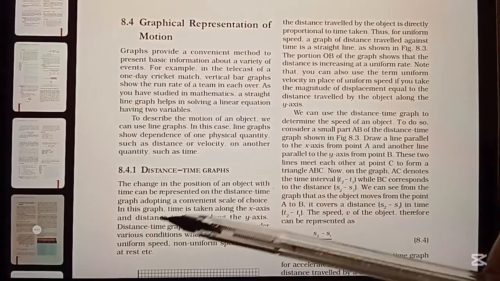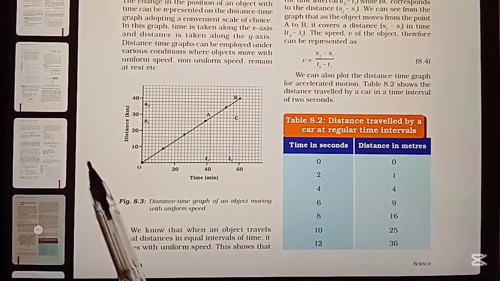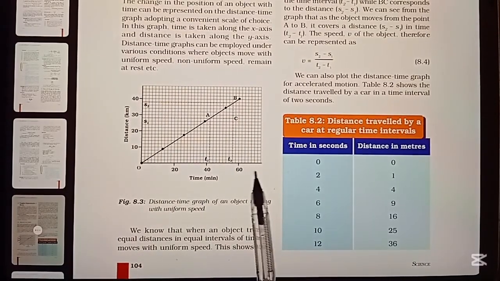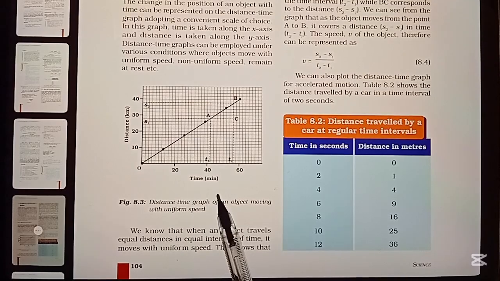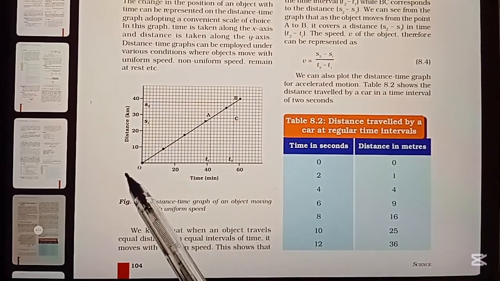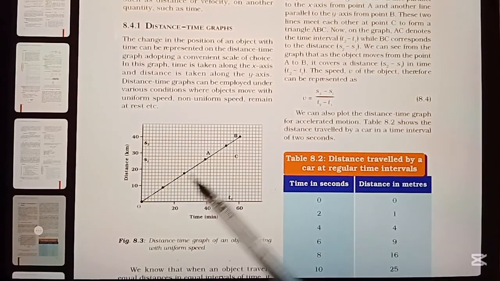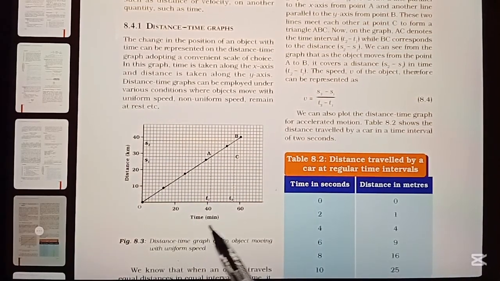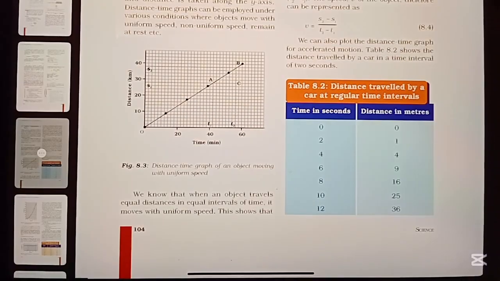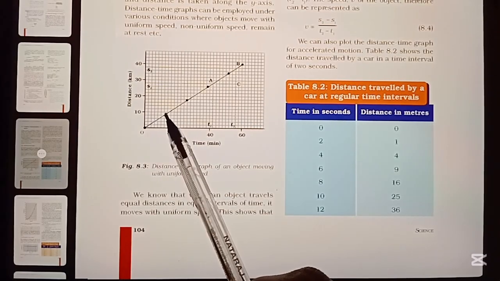The next topic is the graphical representation of motion. Motion can be represented in various ways. The first type is the distance time graph. So what is a distance time graph? It is when you take distance on the y-axis and time on the x-axis. Whenever distance and time come like this, the line will be straight. And the slope of this line is what we call speed. So distance divided by time will give you speed. This is how you draw the distance time graph.